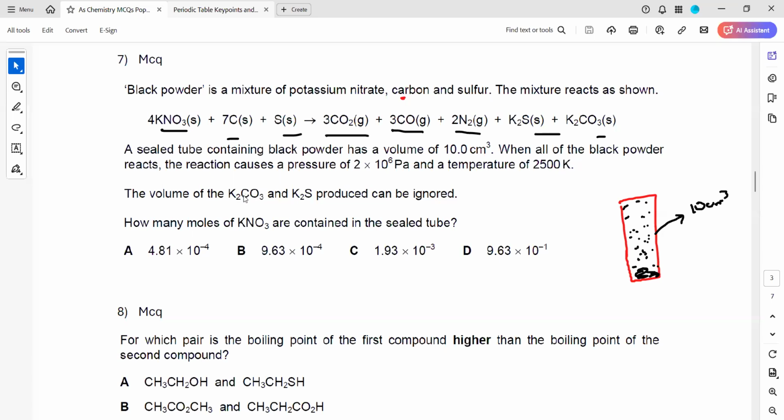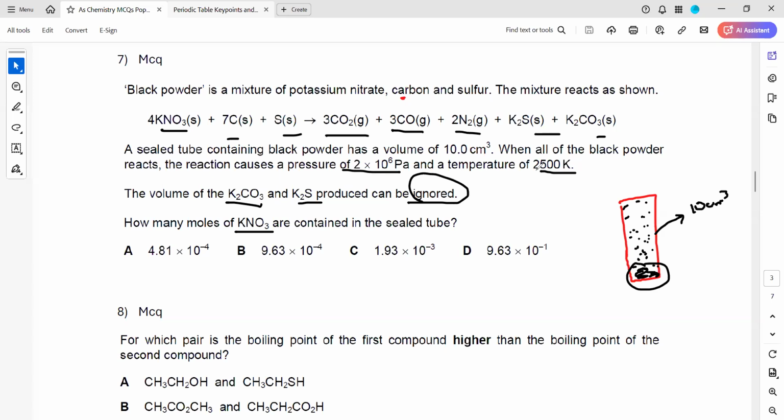We are told the volume of K2CO3 and the other solids produced is ignored. They are produced, but we ignore their volume, as it does not take up much space. How many moles of KNO3 are contained in the sealed tube? First, we know the temperature of the tube and we know the pressure of the tube. We did not ignore carbon, sulfur, and potassium nitrate.